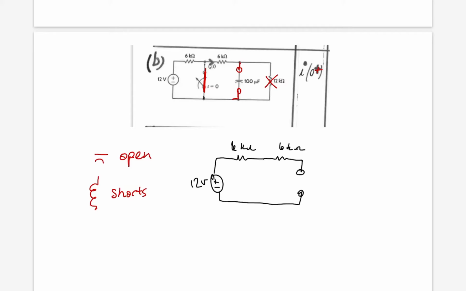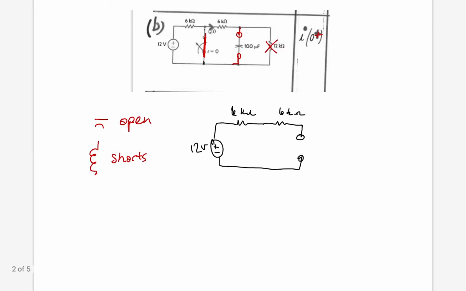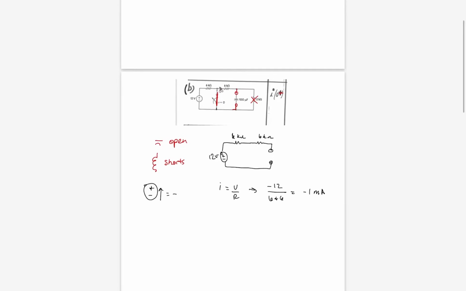Alrighty, so let's find what this current flowing through here is. And if you guys have been doing it the same way I've been doing it throughout the last test, if you have an energy source like this and you're going up, that's going to give us a negative number. So the current here, V over R, this is going to be negative 12 over the resistance, which is 6 plus 6. And that will give us negative 1. Yep, cool.